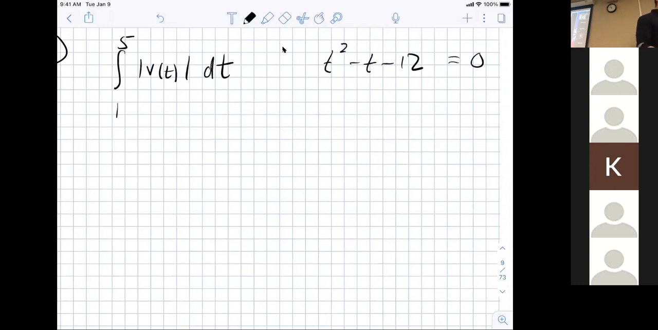Okay, so there's two ways. This is a quadratic equation. You could use the quadratic formula if you want, or we could try to factor this. So what do we want to do? Yeah, this factors pretty easily, right? What does it factor into?